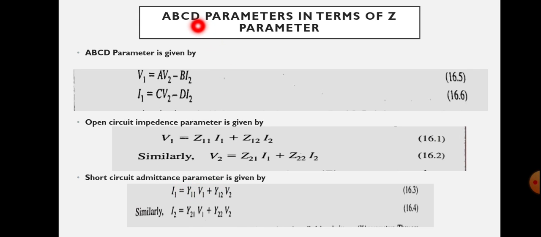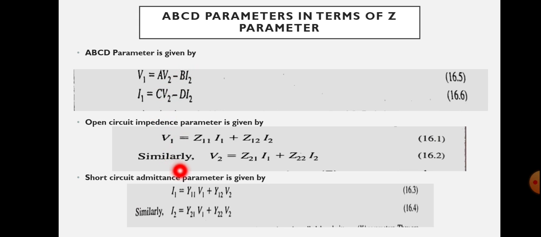Next is the ABCD parameter. Here we will take one voltage and the other a current. So V1 equal to A V2 minus B I2, and I1 will be equal to C V2 minus D I2. Here the thing you remember is that V1 will be expressed in terms of V2 and I2. Similarly, I1 will be represented in terms of V2 and I2. And here the negative sign is associated with the I2. Okay. So these are the ABCD parameters or transmission matrix parameters.